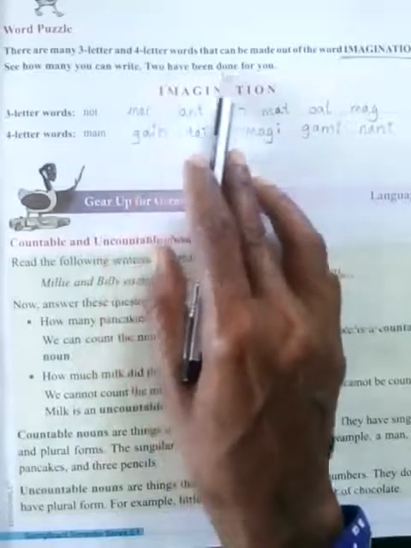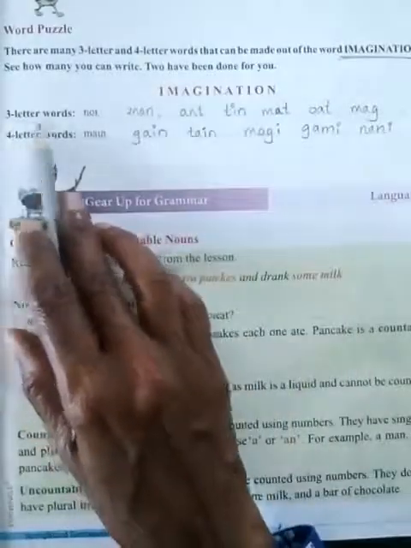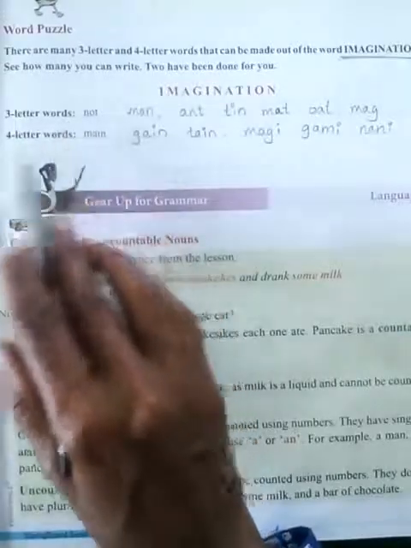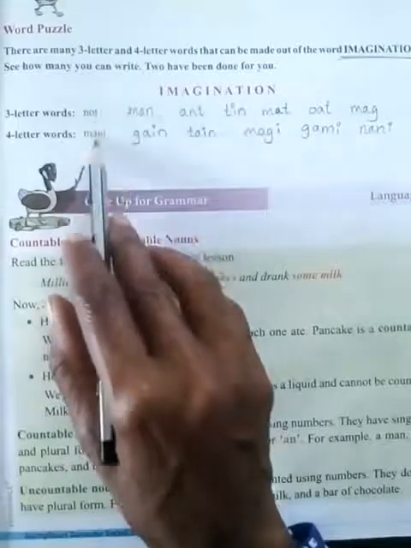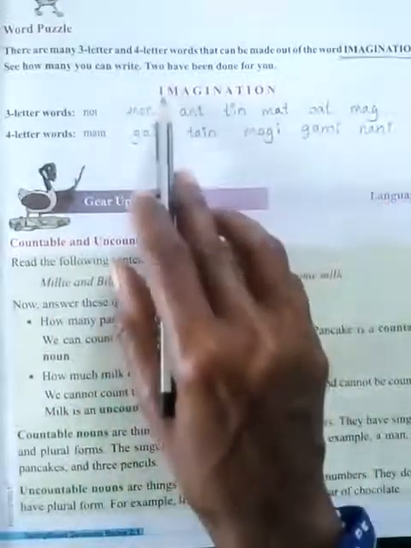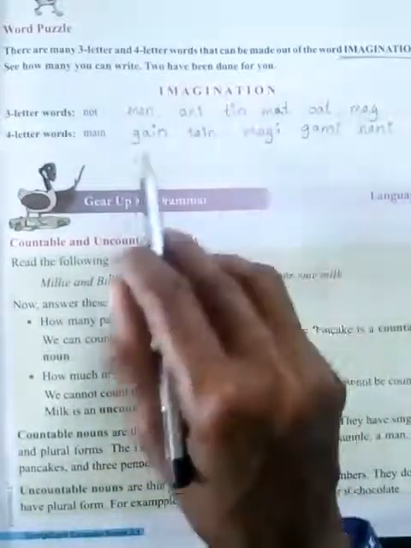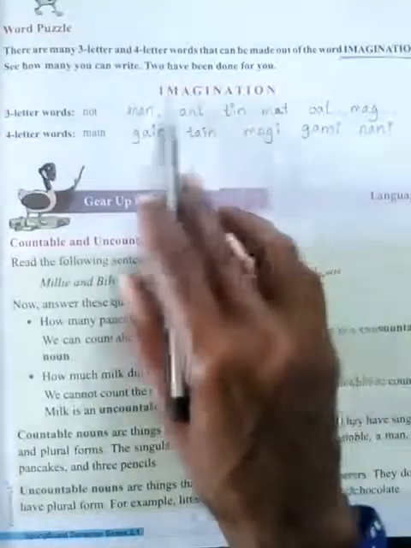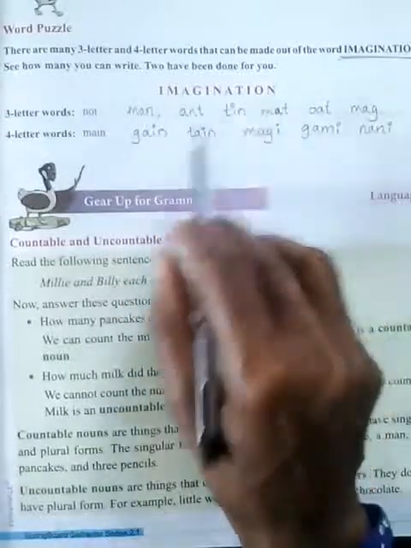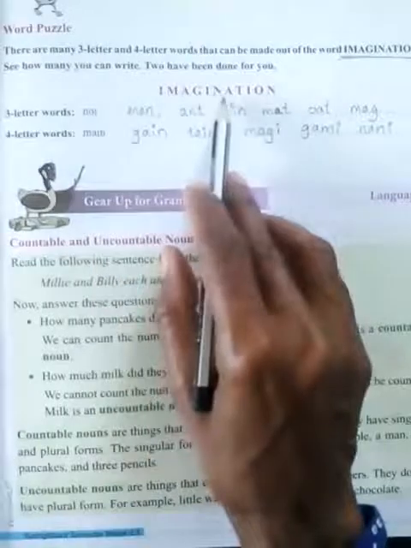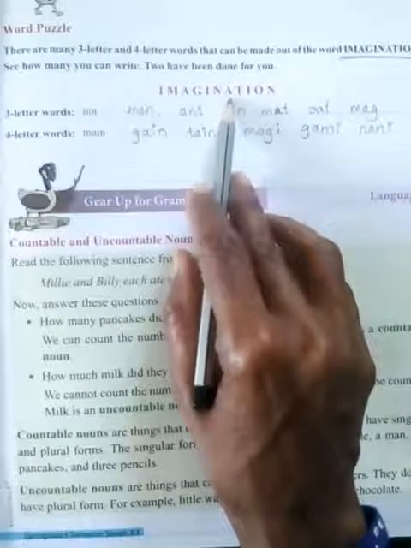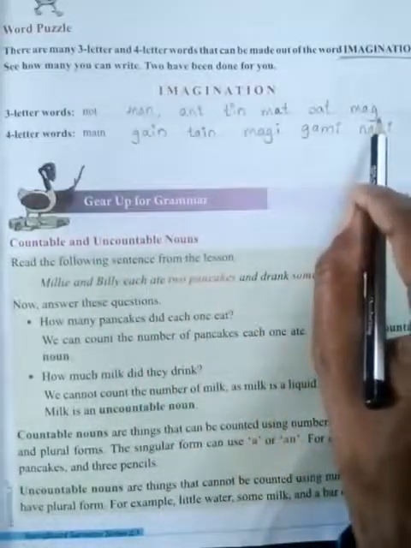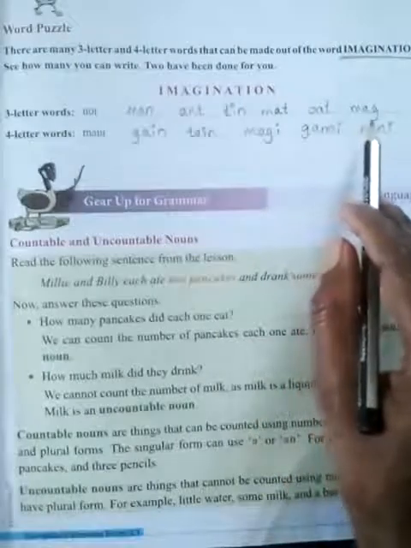2 have been done for you. Here, one 3-letter word has been done. One 4-letter word has been done. These are the examples. The word they have given here is imagination. From this word you have to use 3 to 4 letters and make some words. It means word building. It is a word puzzle.